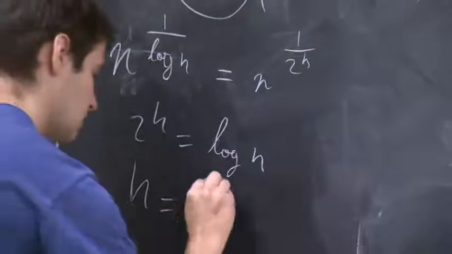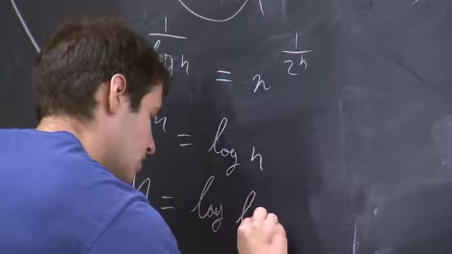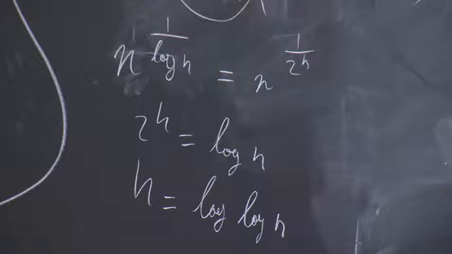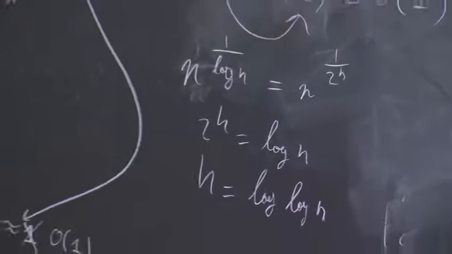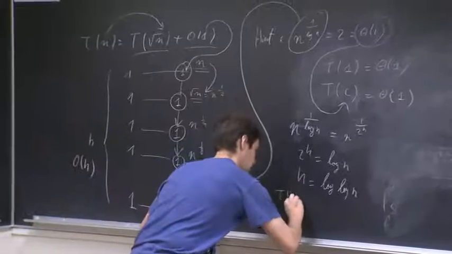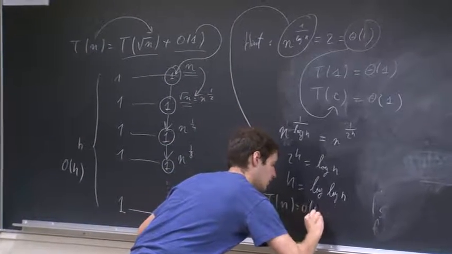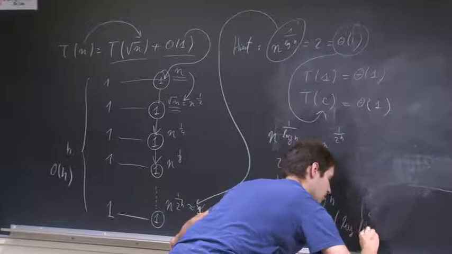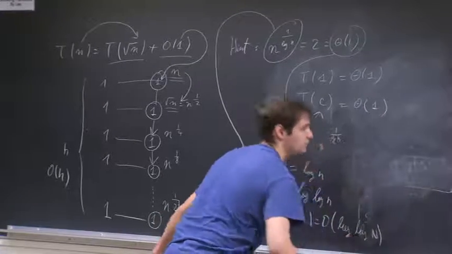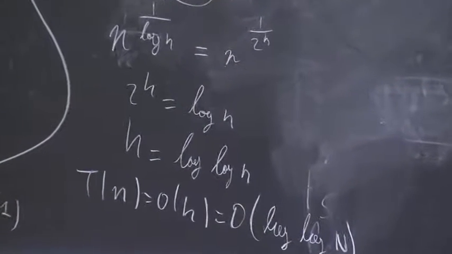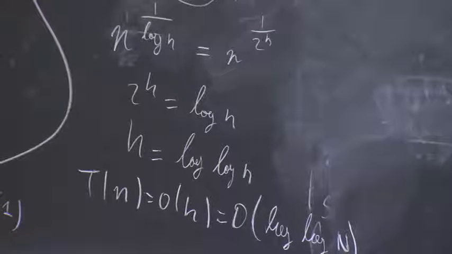All right. Log n. So T of n is order h. We got this from here. T of n is order h, is order of log n. Math people drowning, right? OK, any questions about this? Yes?